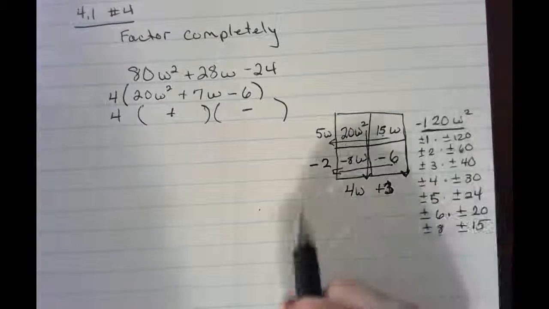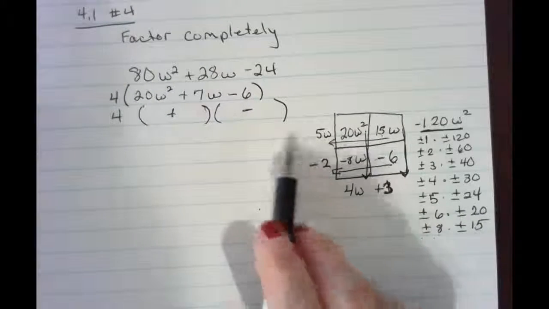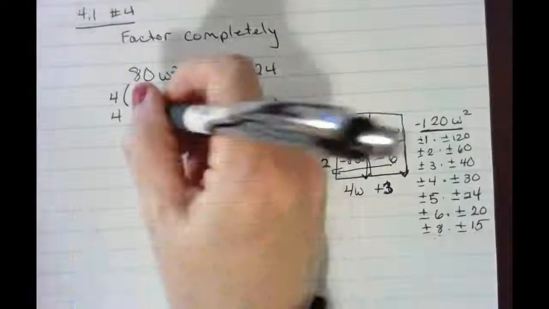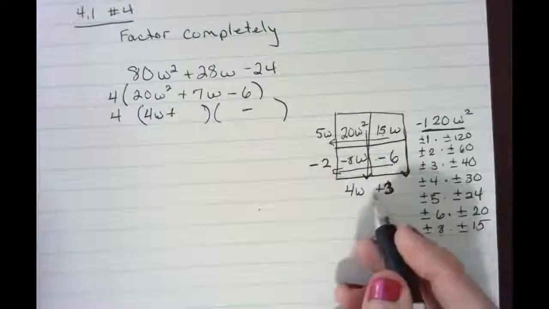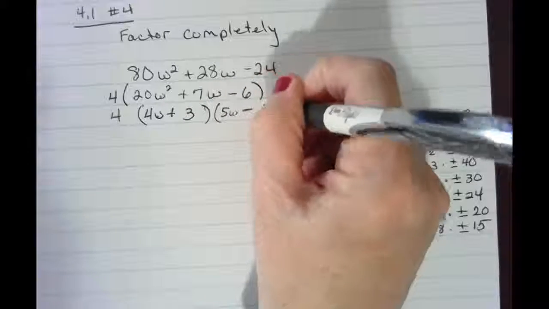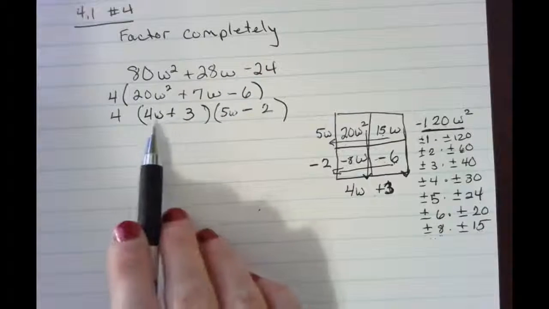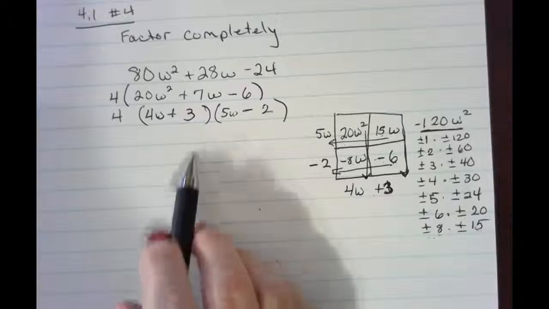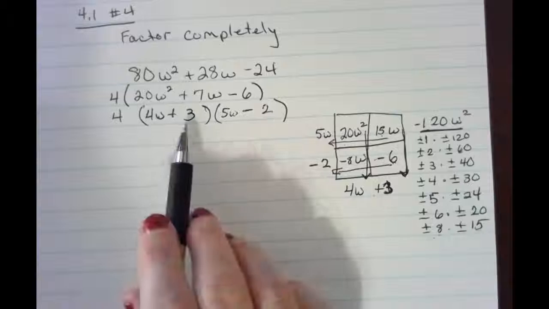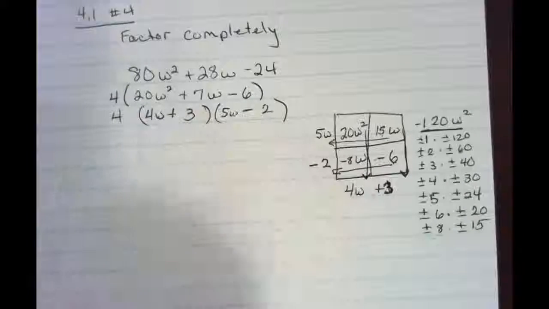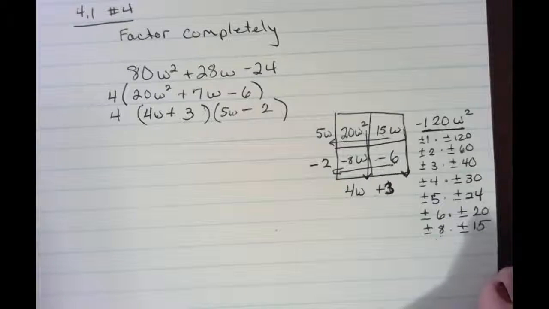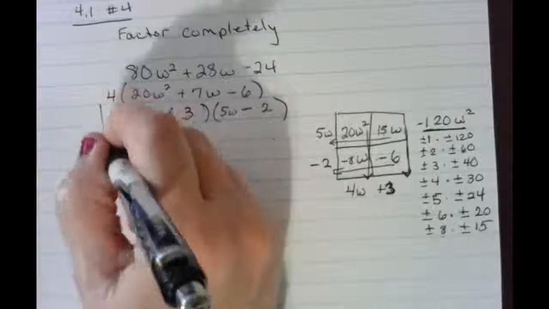So where do these go? Well, these go into our sets of parentheses here. So I have 4w plus 3, 5w minus 2, and we can check this. This is going to be 20w squared. Here's 15w minus 8w. That'll give me 7w. And then a positive 3 times negative 2 will give me the negative 6. So it looks like we have finally completely factored this problem.